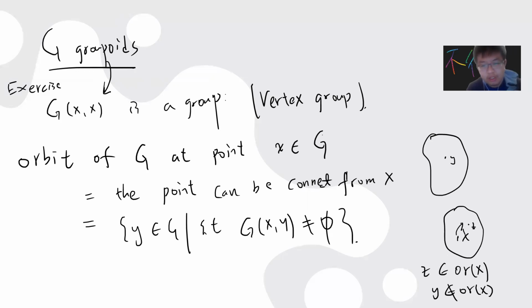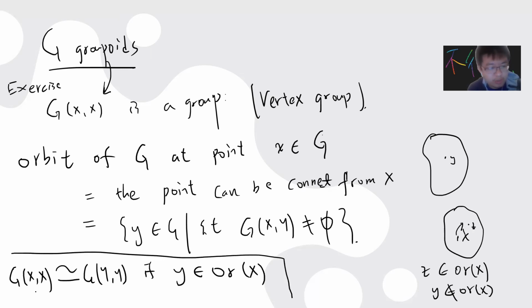But the problem is that there may be different paths from z to x, or x to z, right? So actually there's no canonical way in general. Okay, so this is the groupoid, and there's a very easy result that G(x,x) is isomorphic to G(y,y) if y belongs to the orbit of x.